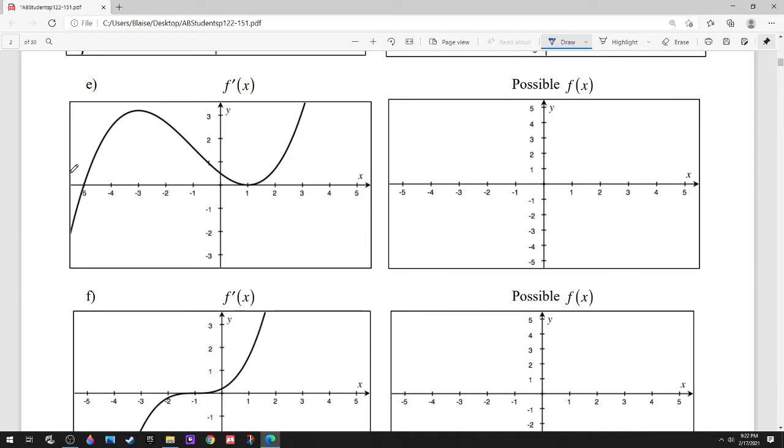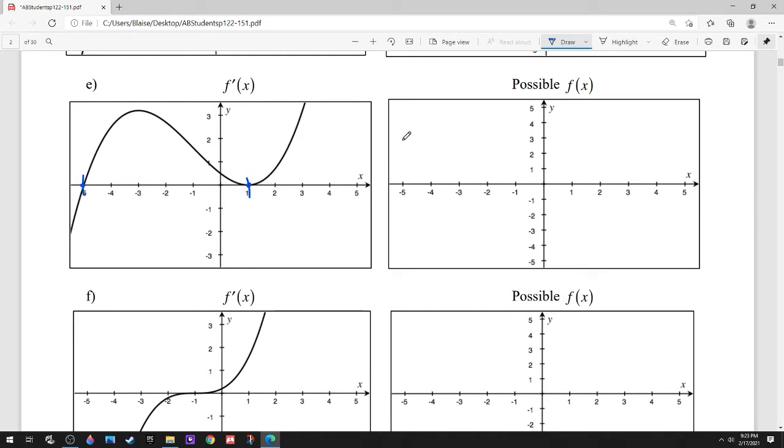Okay, so E. I've got room down here. So the first thing that I'm going to do is remember that this is F prime that I see here. The output values that I see are slopes. So one of the key things for me to focus on is places where the slope is 0. Where the slope of F is 0. Remember, these Y values of 0 tell me the slope of F is 0.